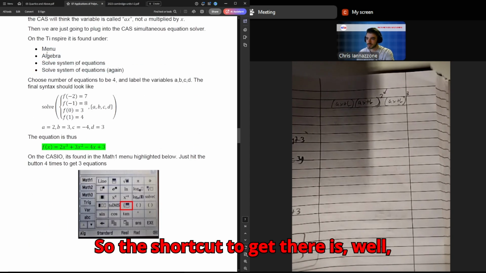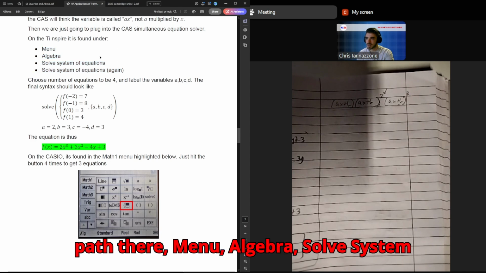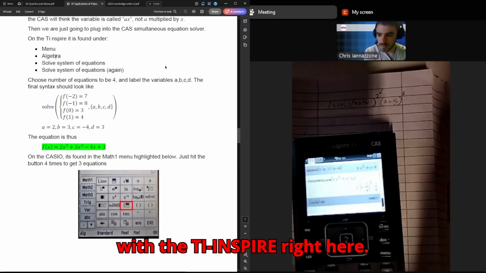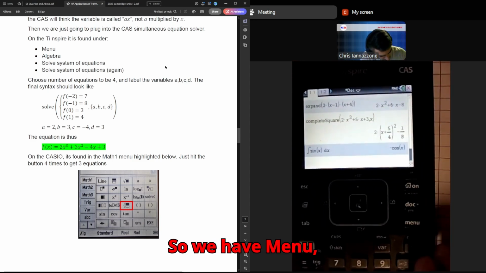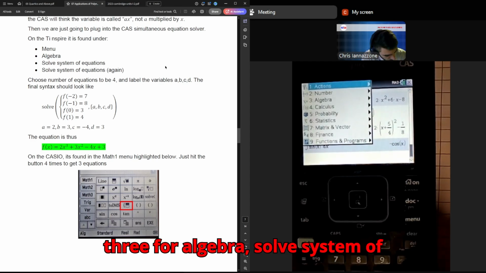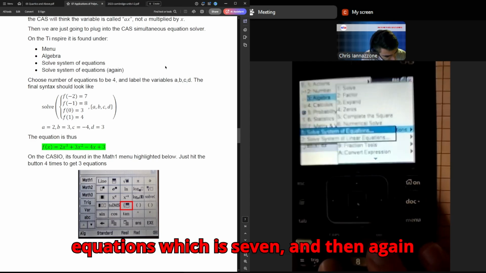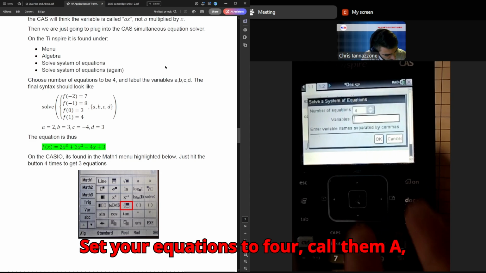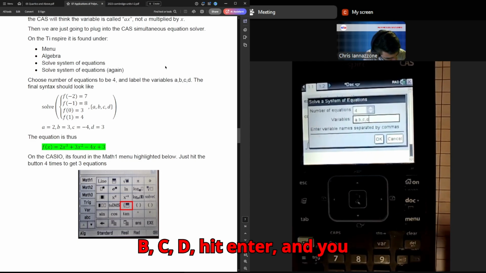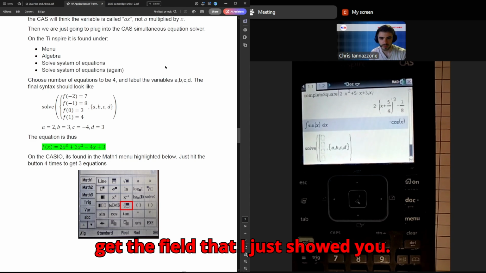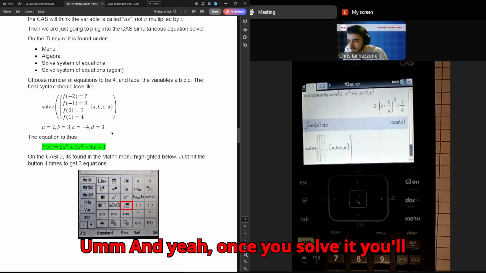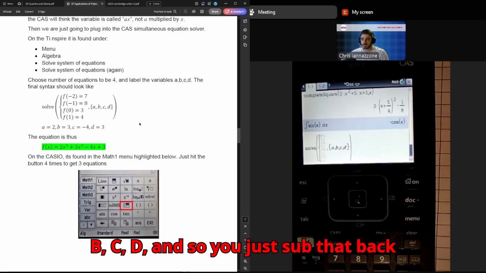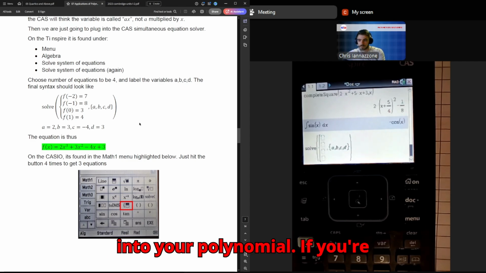So the shortcut to get there is, well, not really a shortcut, but it's that path there: menu, algebra, solve system of equations. I'll even just do it live with the TI-Nspire right here. So we have menu 3 for algebra, solve system of equations, which is 7, and then again solve system of equations, which is 1. Set your equations to 4, call them A, B, C, D, hit enter, and you get the field that I just showed you. And once you solve it, you'll get that set of answers for A, B, C, D, and so you just sub that back into your polynomial.